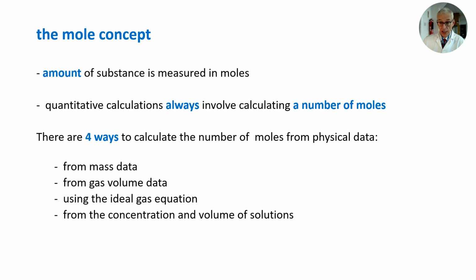There are 4 ways at A-level to interpret physical data and convert that to numbers of moles: from mass data, from gas volume data, using the ideal gas equation, and from concentration and volume of solutions. You have to be flexible, respond to the type of data that you are working with or have been supplied with or have obtained from experiment, and to select the correct way of calculating the number of moles.